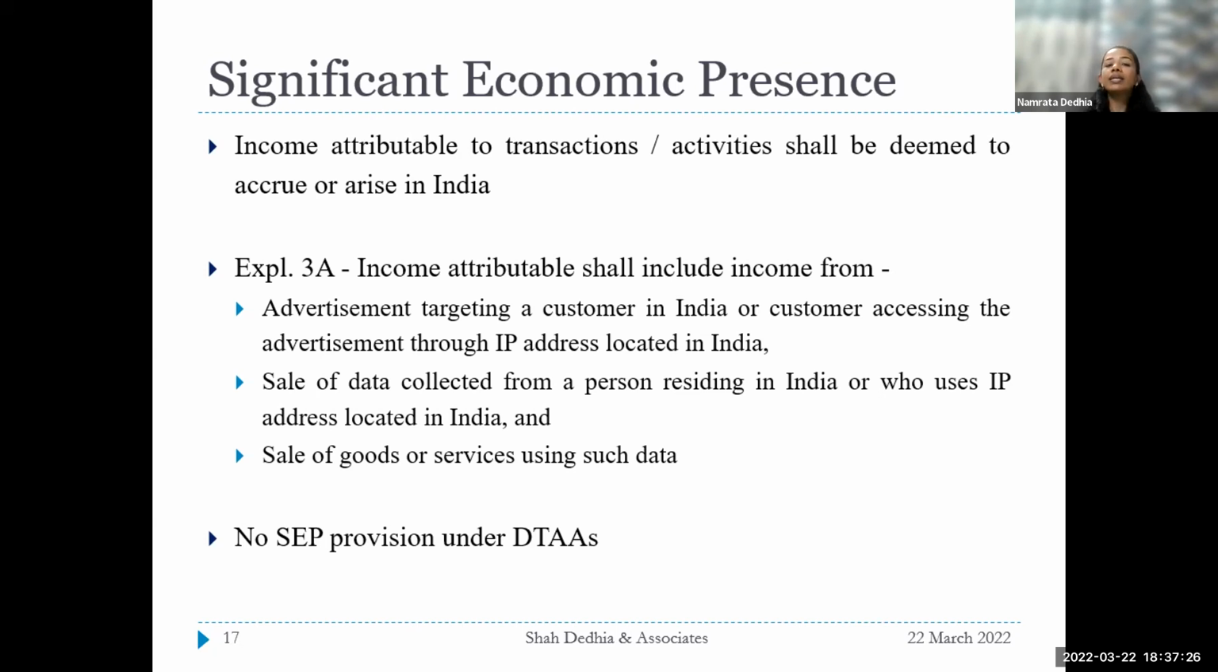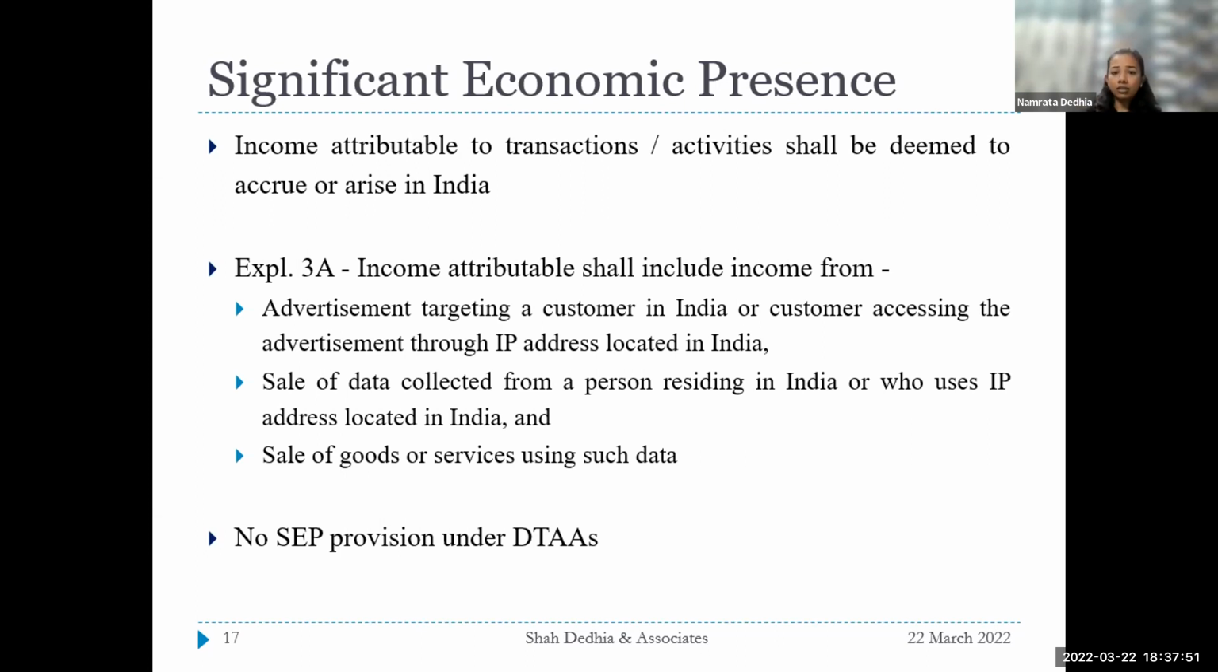It will include income from sale of data which is collected from a person residing in India or who uses an IP address located in India, and sale of goods or services using such data. So if I have to give just quick examples, advertisement targeting a customer in India or customer accessing the advertisement through IP address located in India is the same thing that I spoke about, the Instagram ad.